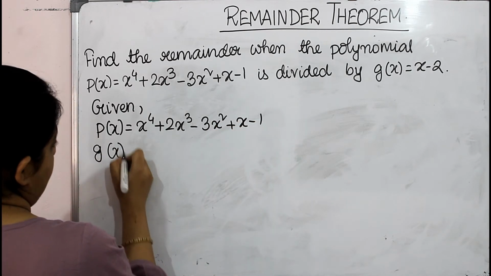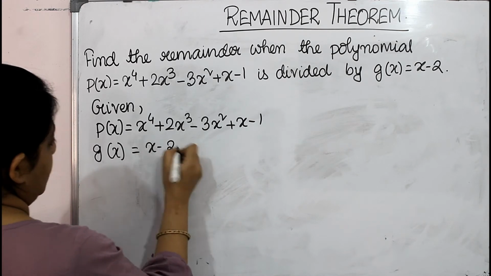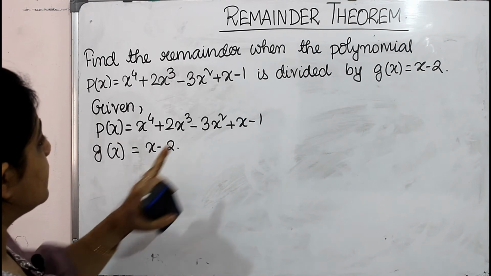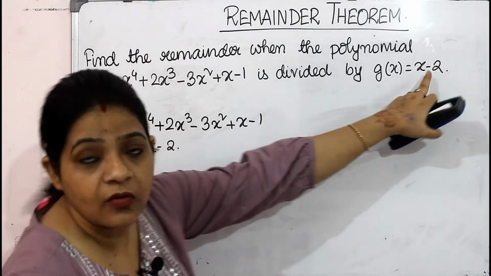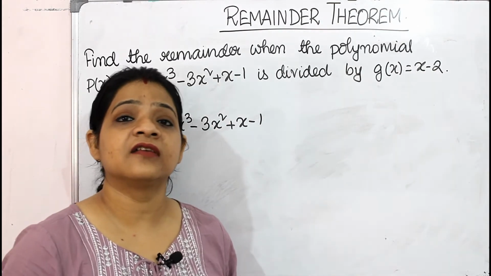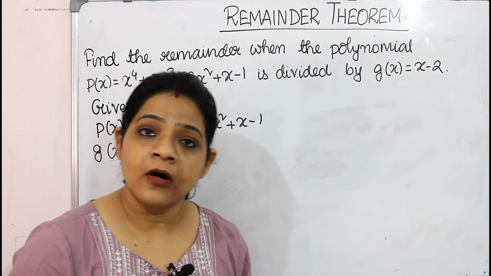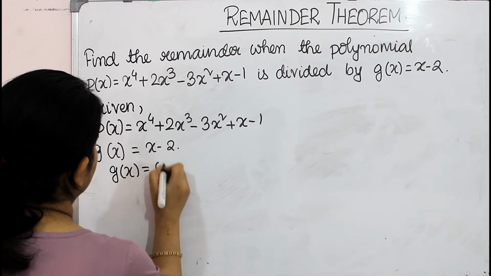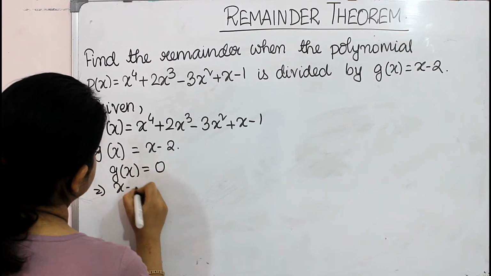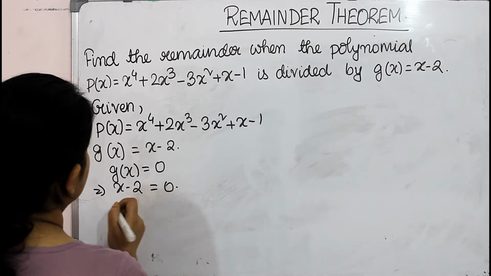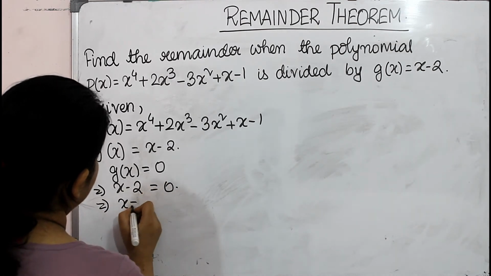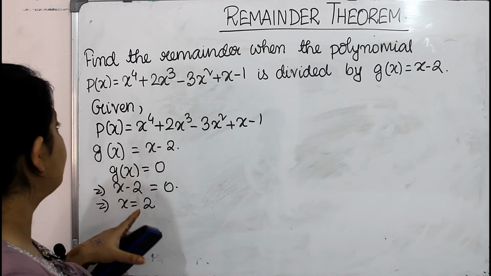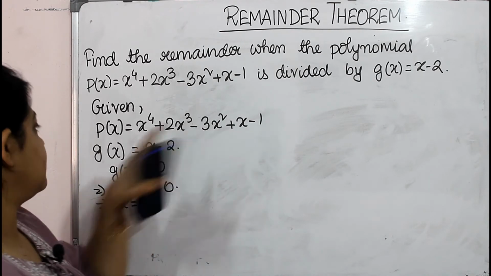g(x) is x minus 2. According to the remainder theorem, g(x) equal to x minus 2 has a degree of 1. So if I set g(x) equal to 0, you get x minus 2 equal to 0, that is x equals 2. So you are to put the value of x in this expression.